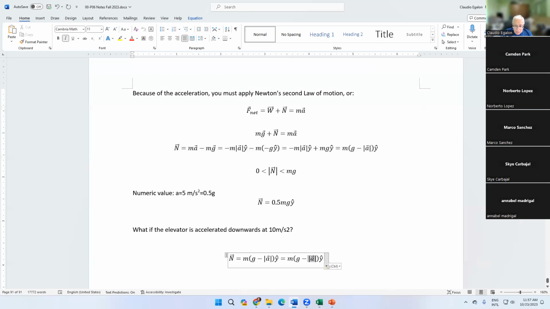If the acceleration of the elevator is exactly g downwards, what's gonna happen? You're gonna get the sensation of weightlessness. You're gonna float inside the elevator. That's something that really happens and has been dramatized in many movies out there.